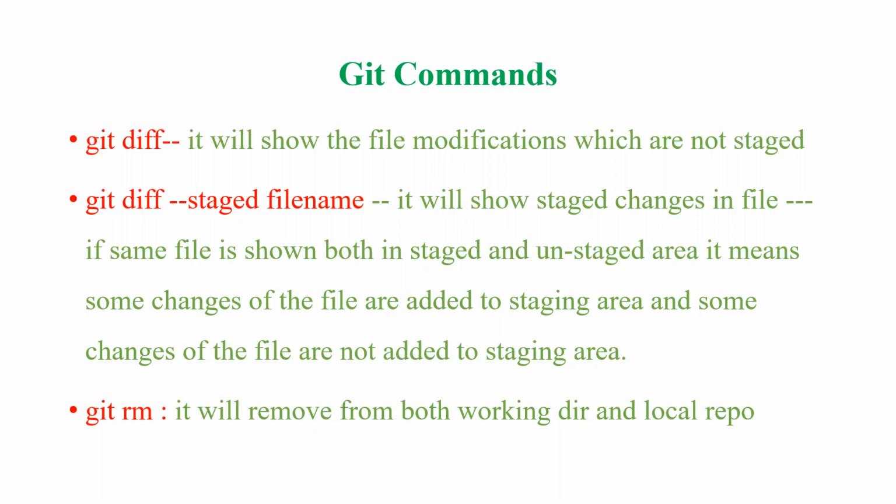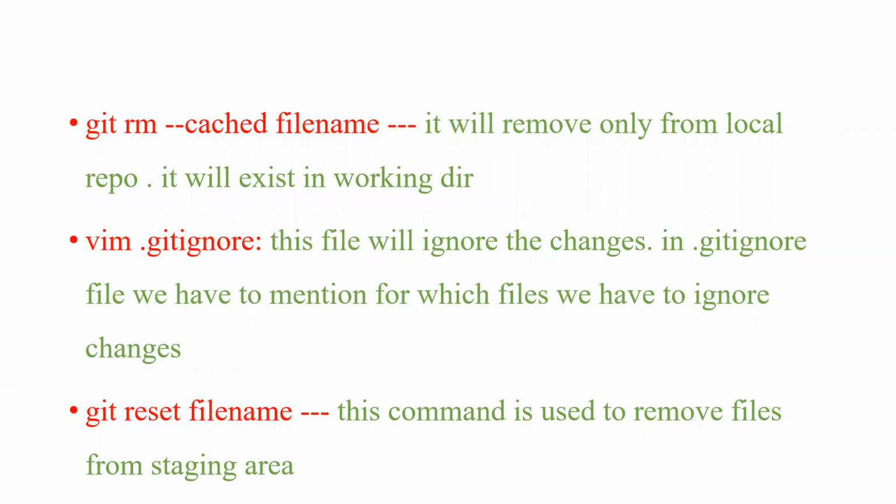Next command we are going to see is git rm. This command will remove from both the working directory and local repository. Whatever file we mention, that file will be removed both from the working directory and local repository by using the git rm command. Next one, git rm cached file name. It will remove only from the local repository. If we use this git rm cached file name command, it is going to remove only from the local repository and the particular file will exist in the working directory. That is the advantage with the git rm cached command.